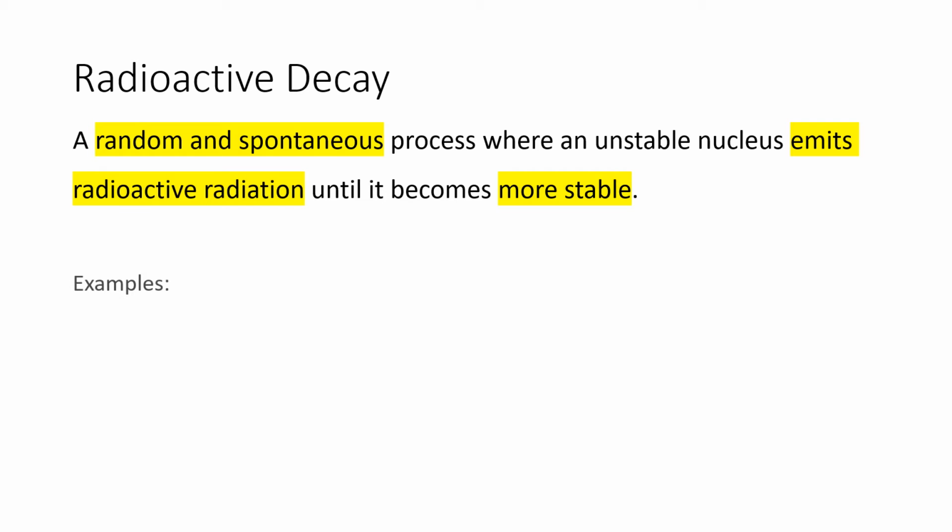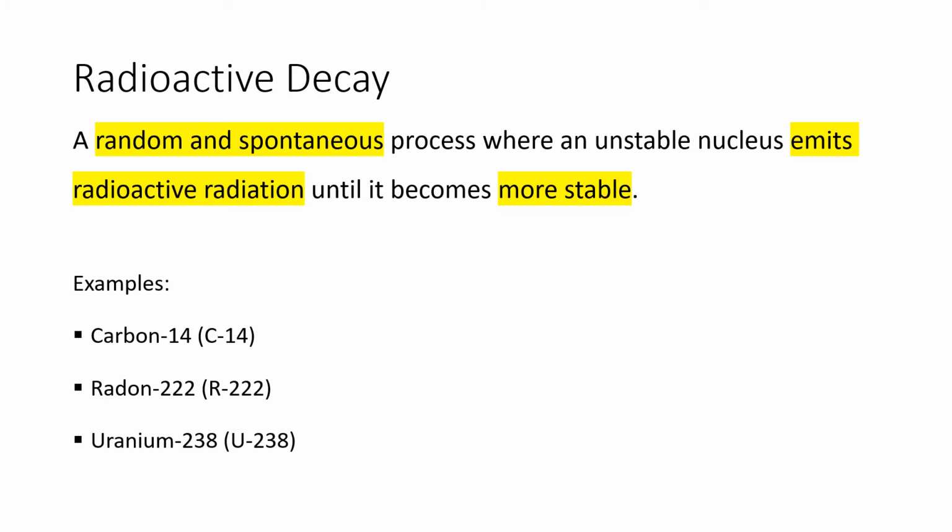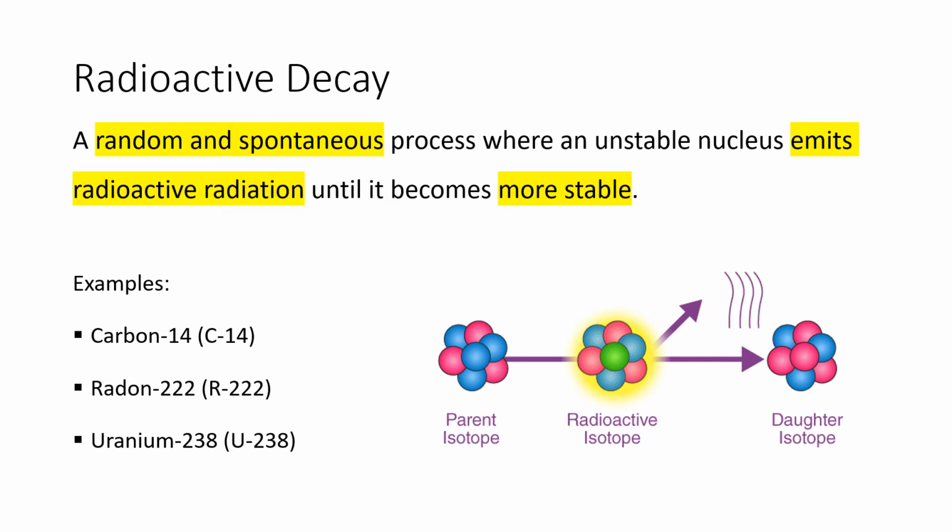Here are several examples of isotopes that have unstable nuclei and decay spontaneously by radiation: Carbon-14, Radon-222, and Uranium-238. The product of radioactive decay is called the daughter of the parent isotope, which may itself be unstable, in which case it will decay too. This process will continue until a stable nuclide has been formed.